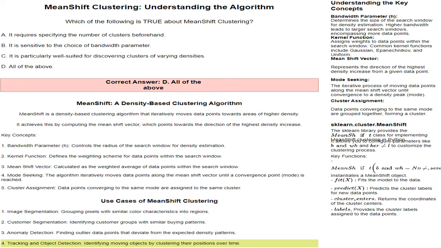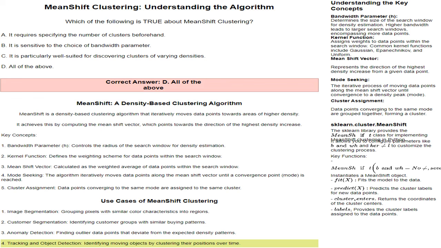Bandwidth controls the radius of the search window for density estimation. A higher bandwidth encompasses more data points, potentially leading to broader clusters. Bandwidth parameter h controls the radius of the search window for density estimation.